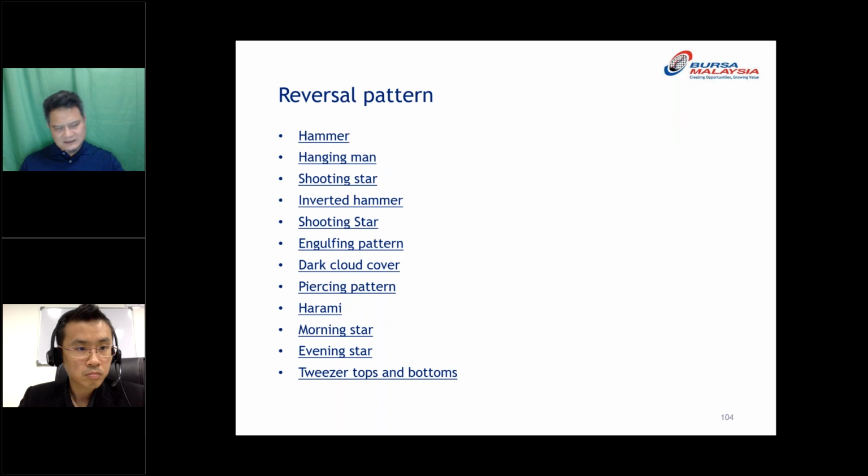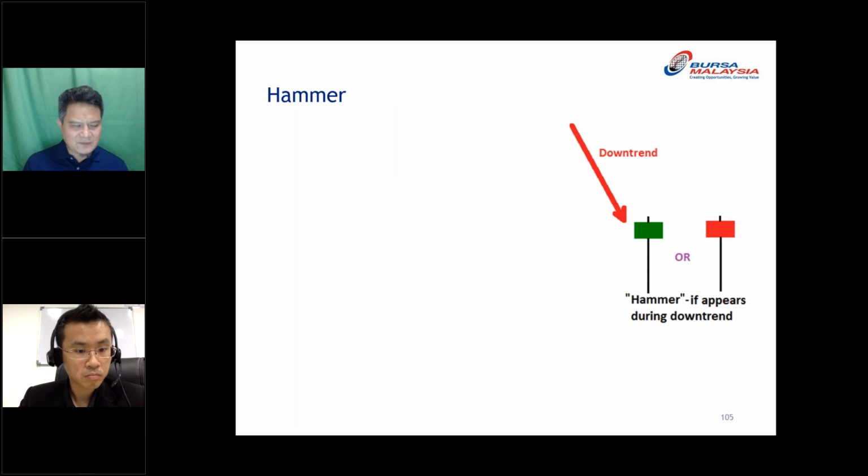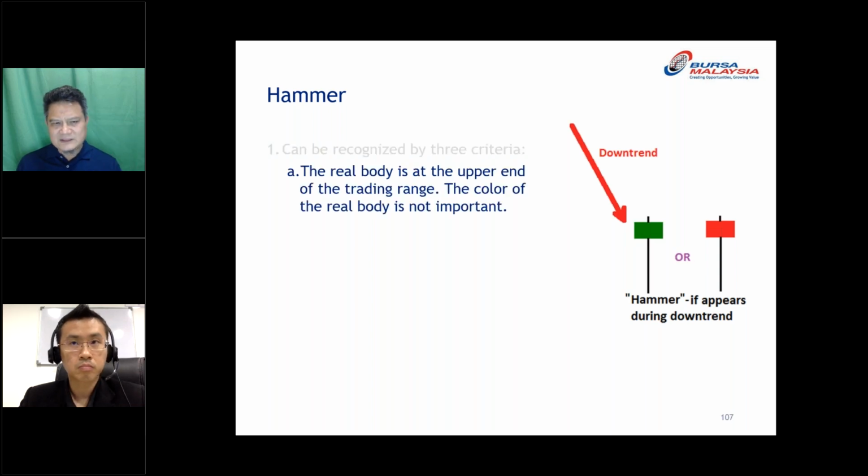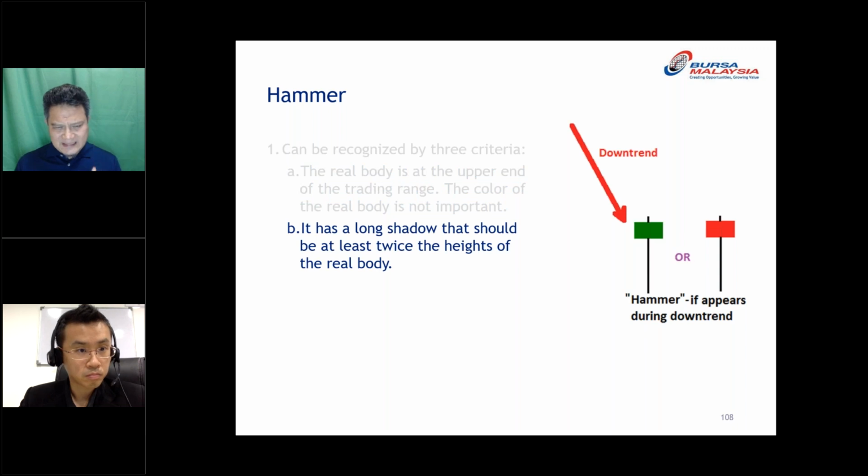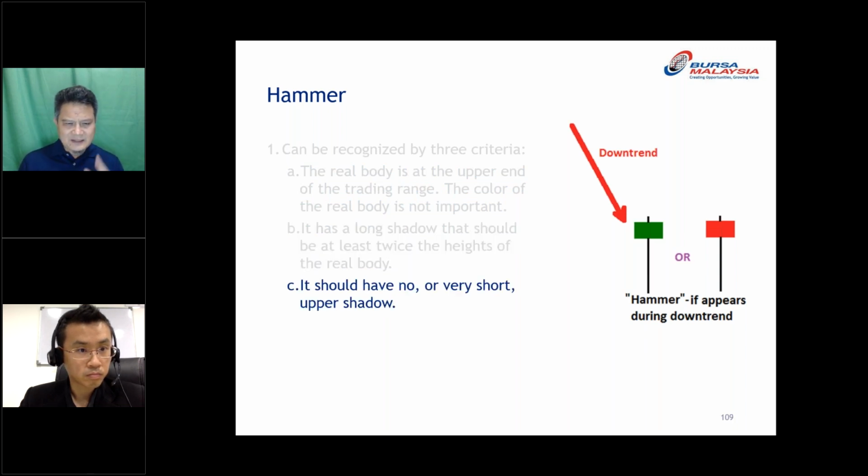Okay, these are among the few patterns that I will cover. The first pattern that we cover is the hammer. It looks like a hammer, and it can be identified by 3 criteria. One, the real body is at the upper end, which means at the top, and the color is not important. It can be green or it can be red. Two, it has a long shadow at least twice the height of the real body at the bottom, and it should have no or a very short upper shadow.